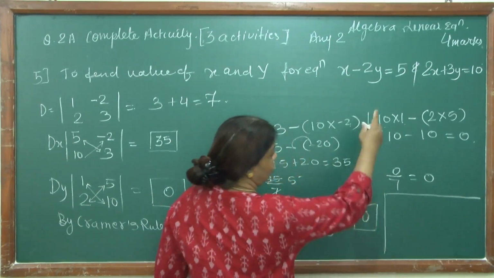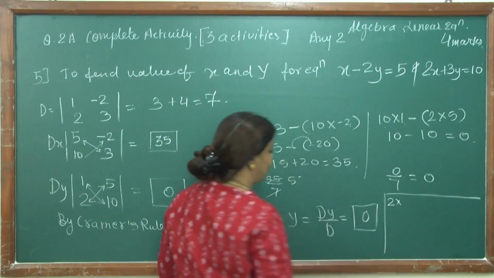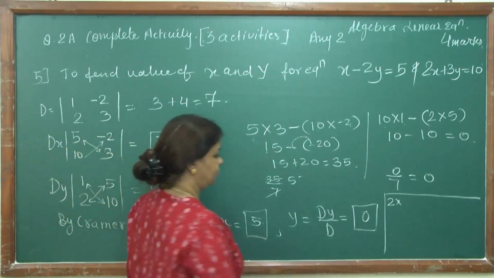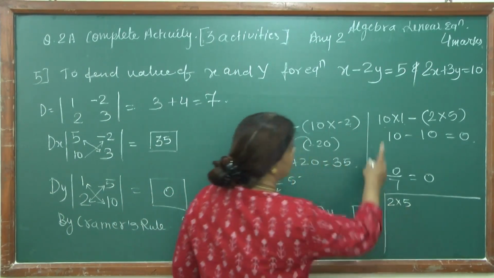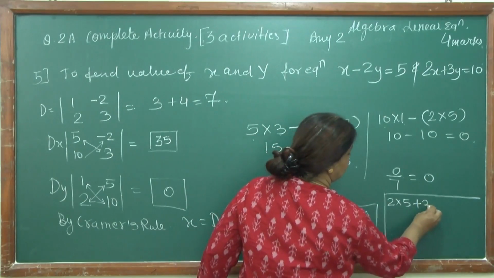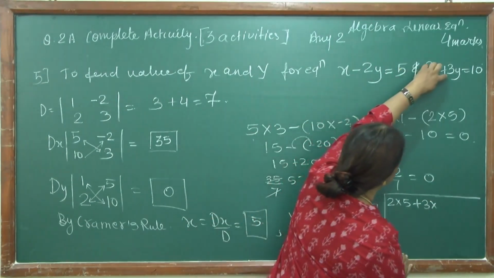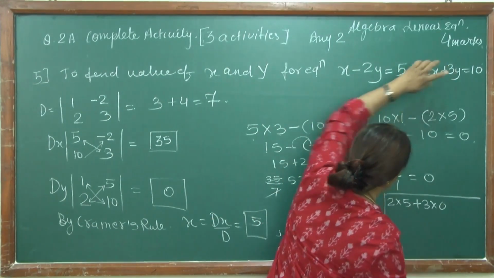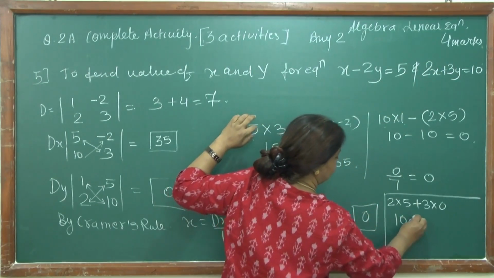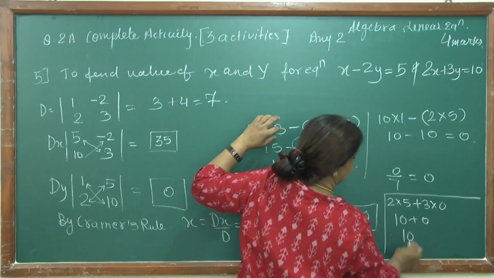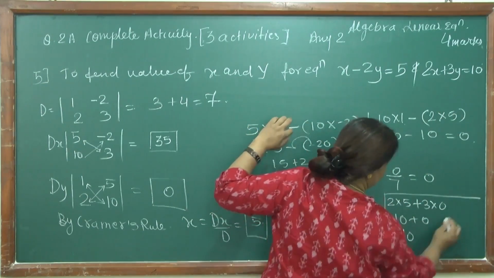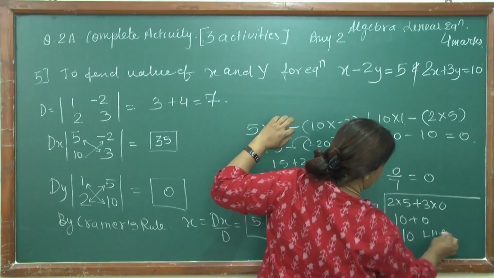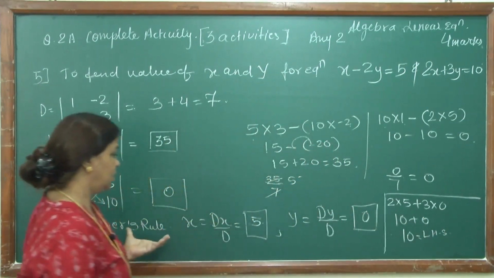See, 2 into x. X value, how much did I get? 5. And then plus 3 into, this equation I am using, 3 into 0. How much am I getting? 2 5s are 10 plus 0. That is 10, which is equal to what? 10, left hand side. So whatever we have solved is correct.